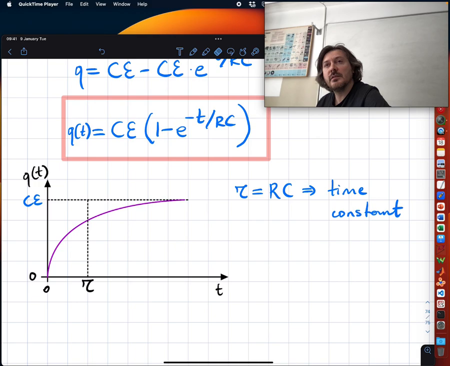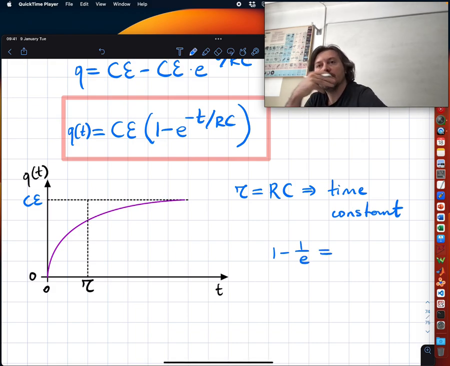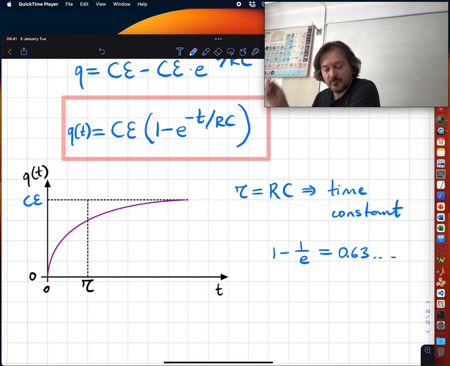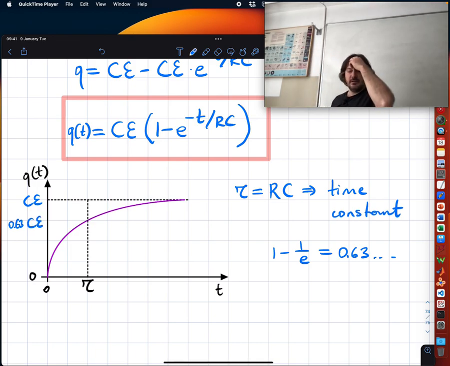Everybody agrees with this? Everyone? Yes? How much is that? So what is 1 minus 1 over e? Can you calculate, please? It should start with 6, 3. Let me do it myself. 1 minus 1 over 2.71. It's 0.63, okay? And something. So you reach 63% of your charge at the time tau. So it tells you how fast you are going to charge, right?